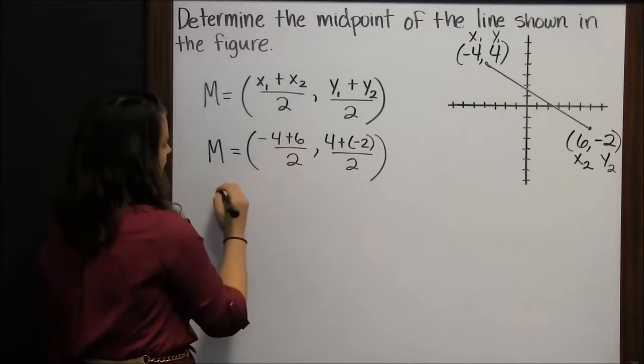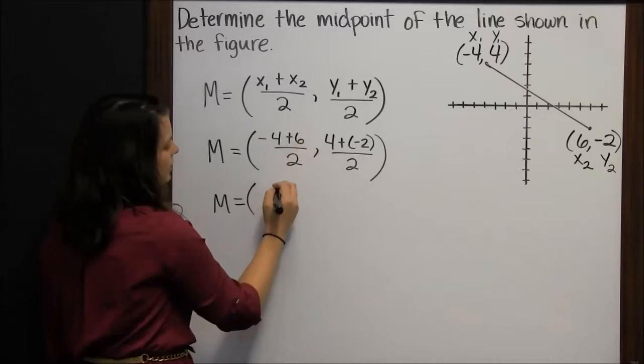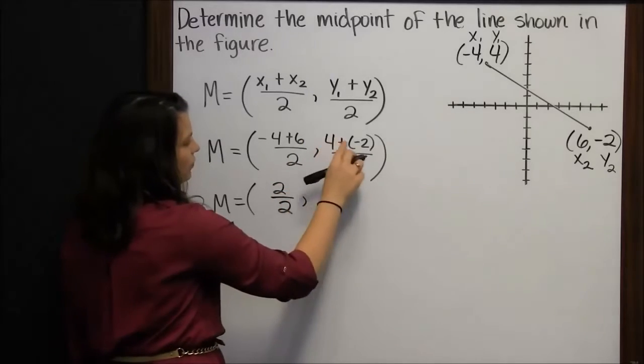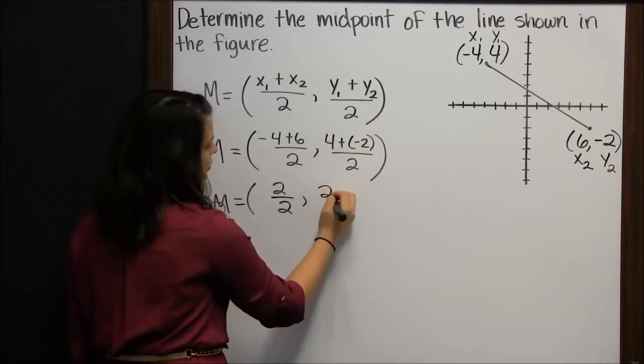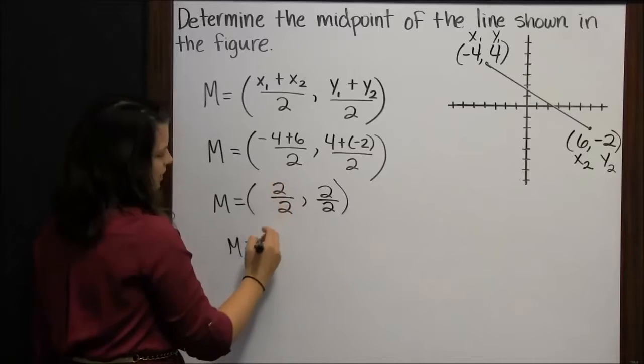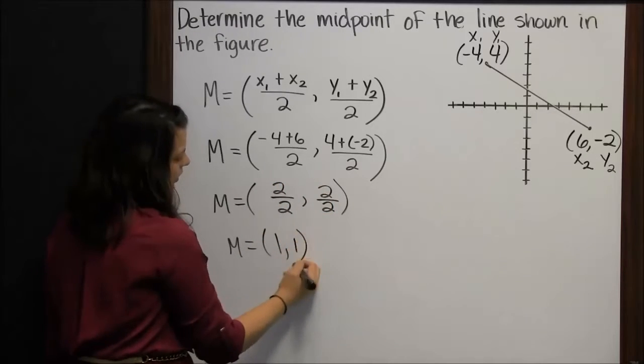Now we need to simplify by adding. Negative 4 plus 6 is 2 divided by 2. 4 plus negative 2 is 2 divided by 2. And finally we divide. 2 divided by 2 is 1. 2 divided by 2 is 1.